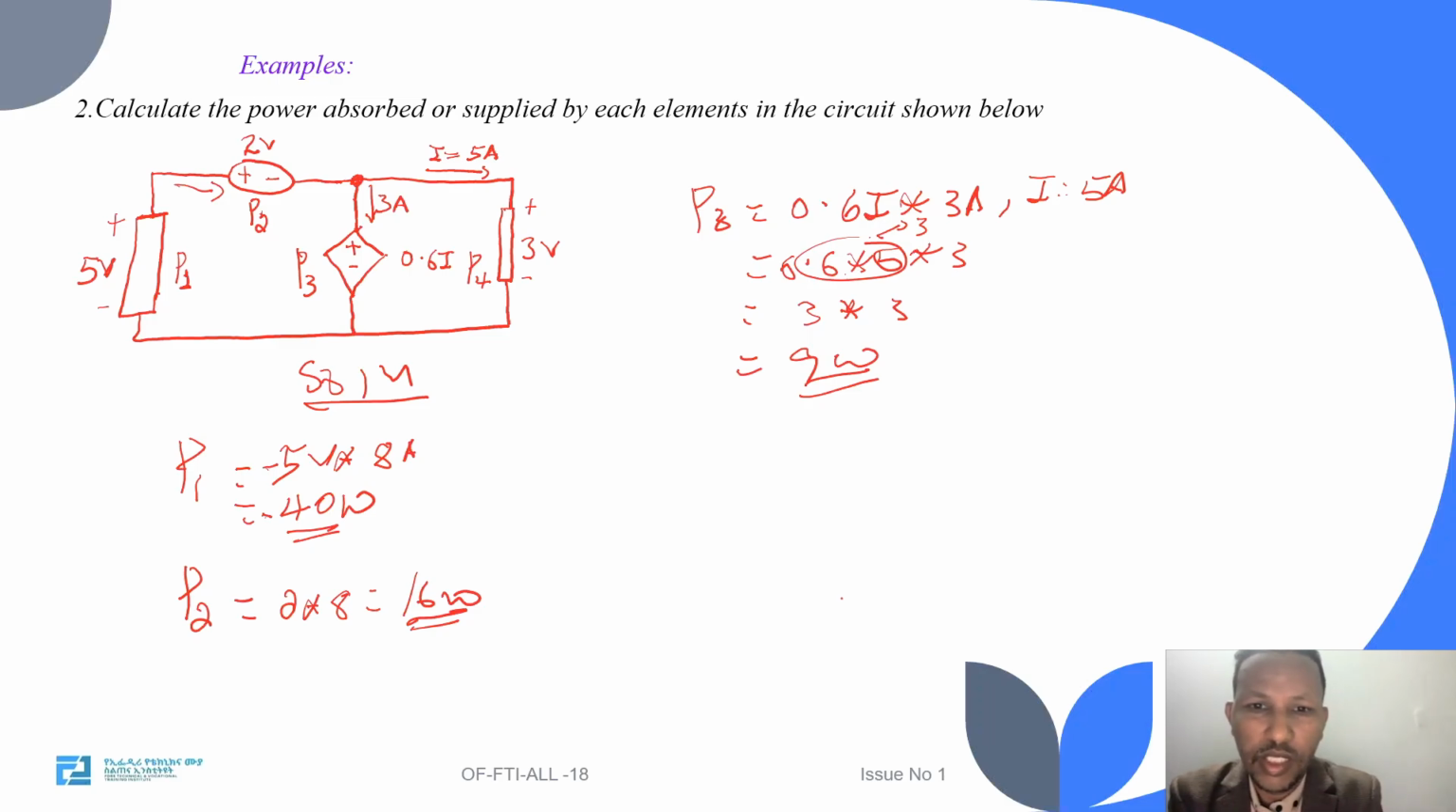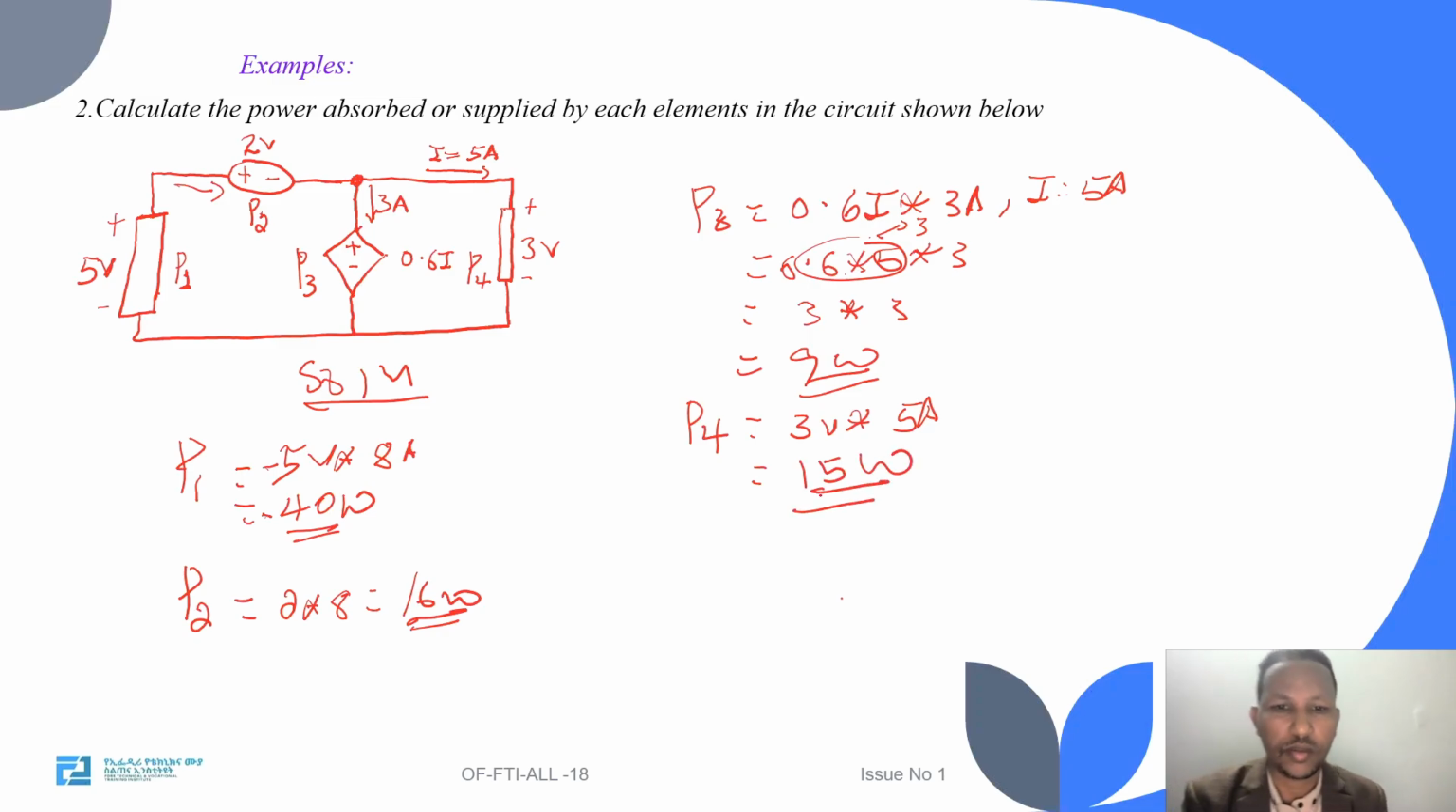And finally, let's consider P4, which is 3 volt times 5 ampere. So it is 15 watt. Okay, 15 watt. So the total power supplied by the circuit is P1.